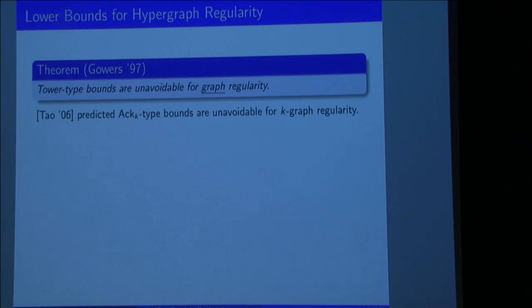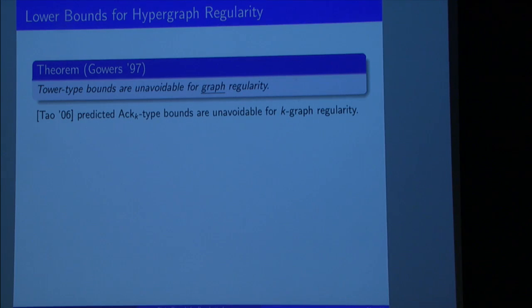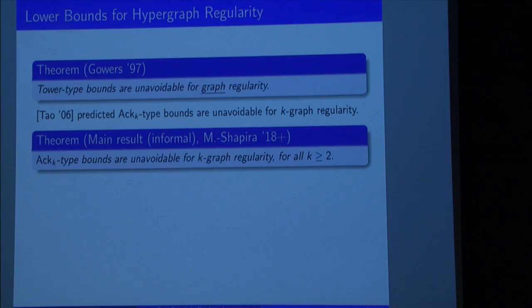And I would say that Szemerédi predicted that the Ackermann type bounds that we get from all the known proofs are actually tight, are unavoidable. And people have been trying to prove this natural prediction for many years. And basically 20 years after that, Asaf Shapira and myself were able to prove it for any K. So in particular, we get the tower type bound, but we can actually prove it for any K.